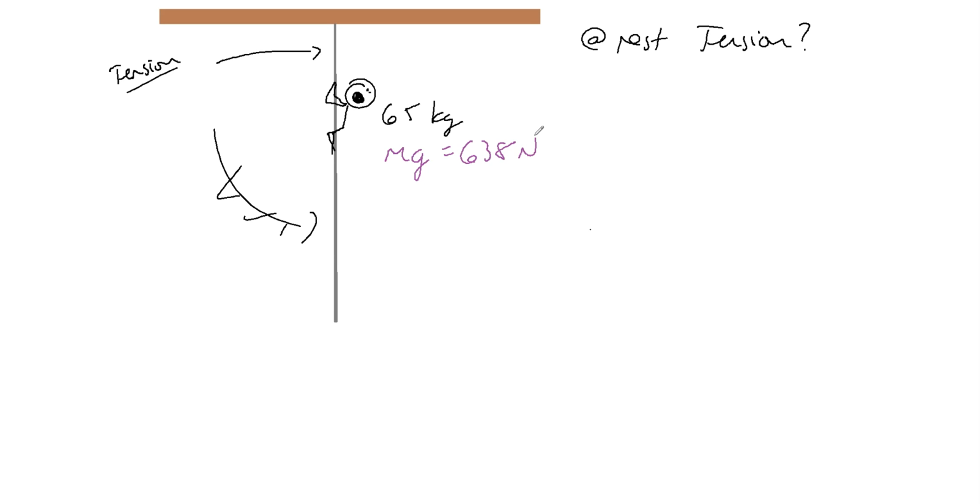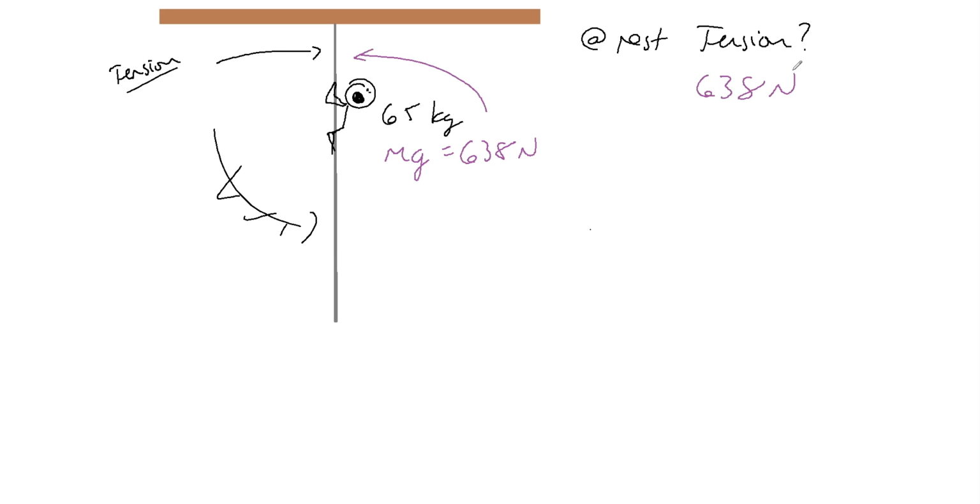And that would then be existing within the rope up there, because obviously if he let go of the rope, if all of a sudden he fell, there'd be no tension in the rope. So just that alone, that would be 638 newtons, and that's it. So really, really easy.